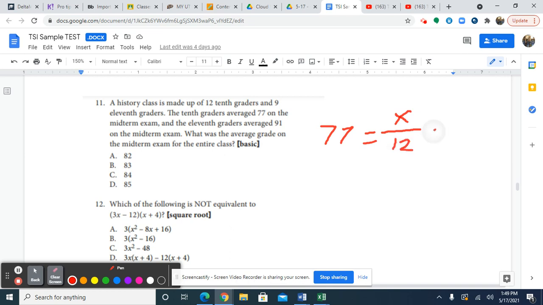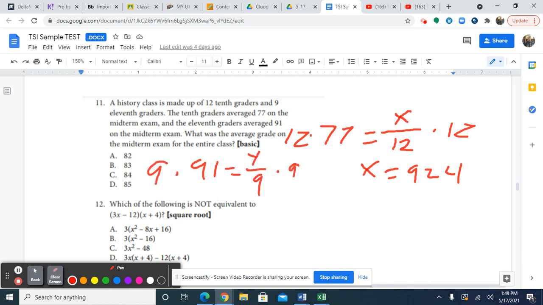So if we multiply both of those by 12, so 77 times 12 means that the 10th graders total was 924. Now let's find the 11th graders in the same way. They averaged a 91. We don't know what the sum was, but we know that we needed to divide by 9. So if we multiply both sides by 9, that means 91 times 9 is equal to 819.